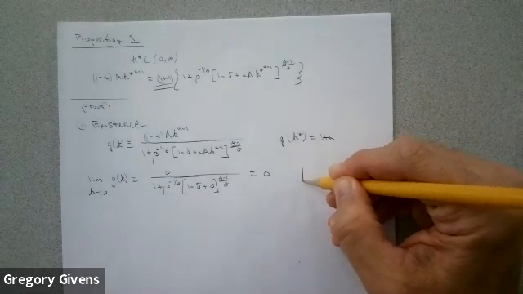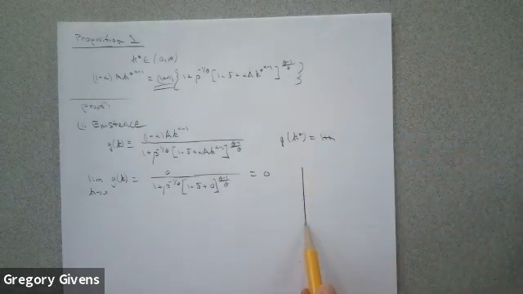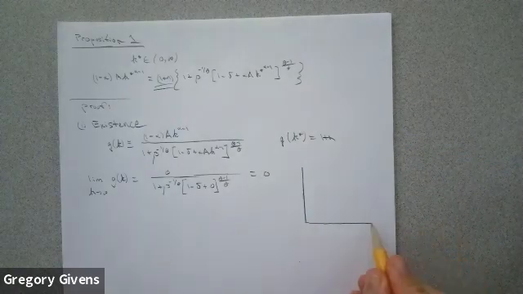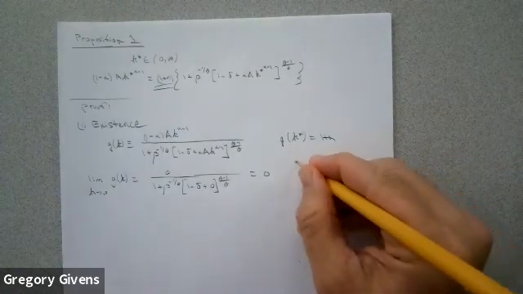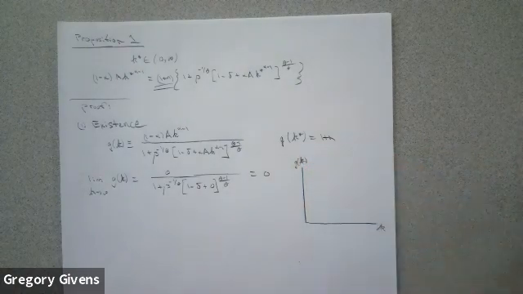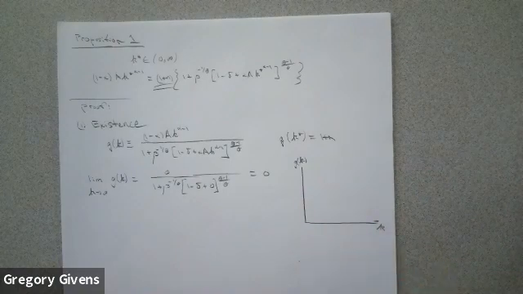Let me draw what we're looking at over here on the right-hand side so that we can see where we're going. So here's k, here's g of k. What have we discovered? That for large k, g is really close to 0.